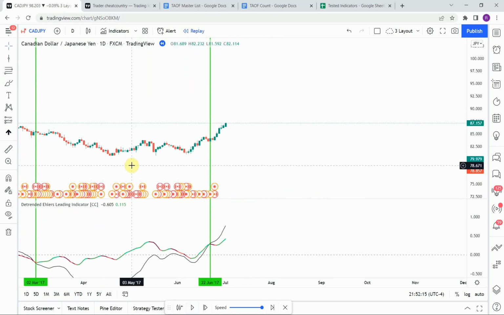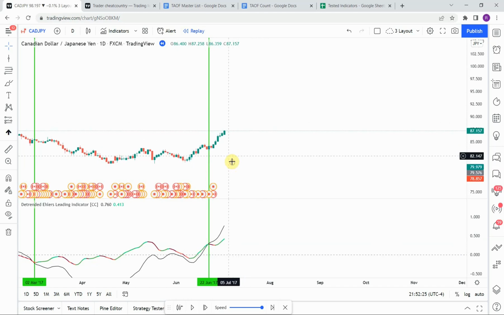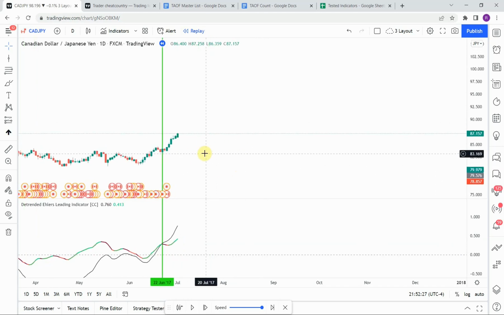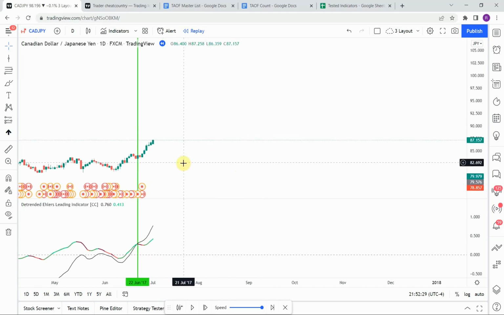All right, so we pick up our second signal right here. We get that cross. The black line crosses up above the colored line there, and we get a really nice push to the upside right there, also getting us to take profit. So let's go ahead and continue on.